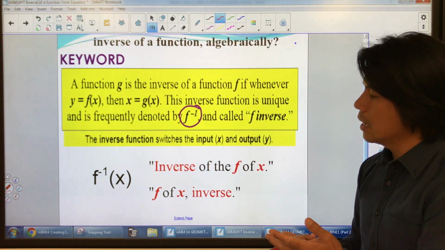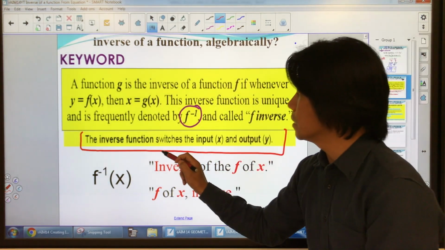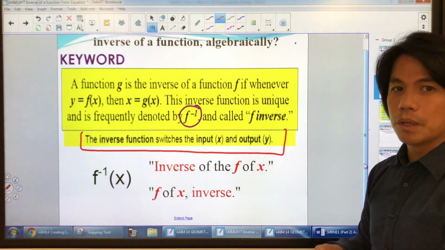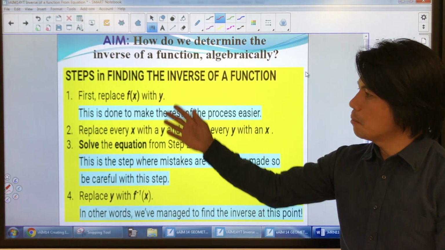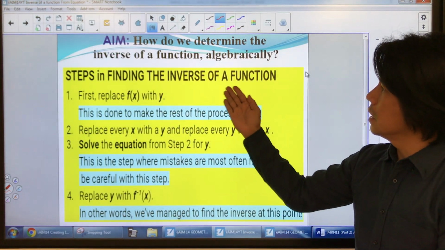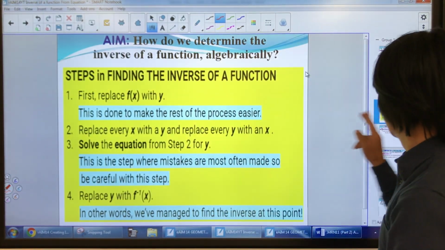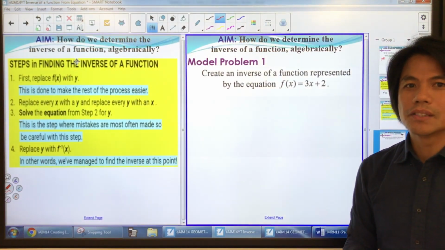Now another thing is this phrase. It says the inverse function switches the input x and the output y, and we're going to see that in the model problem. Now here are the 4 basic steps in finding the inverse of a function. We're going to follow these steps as we move forward to the model problem. Alright, let's take a look.